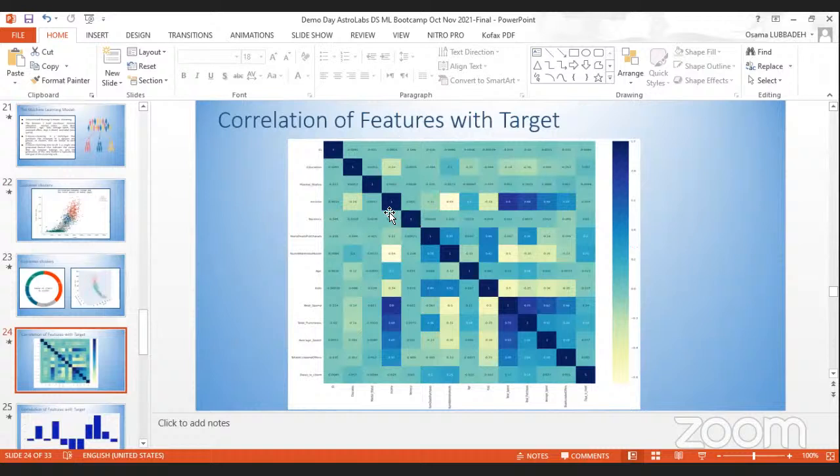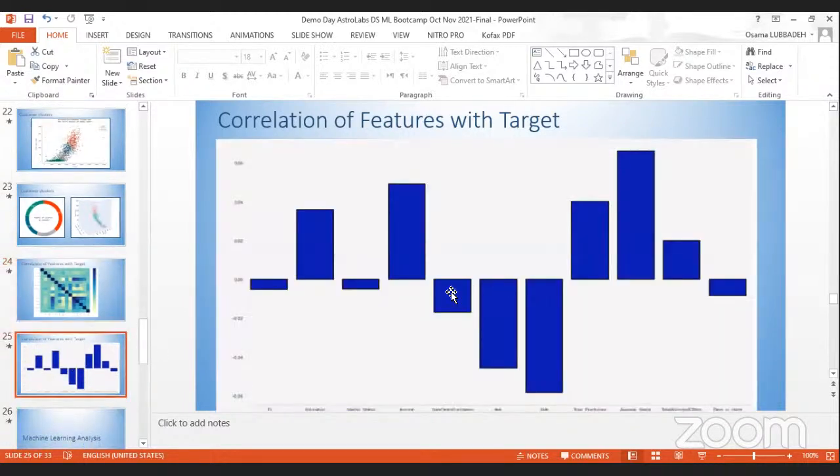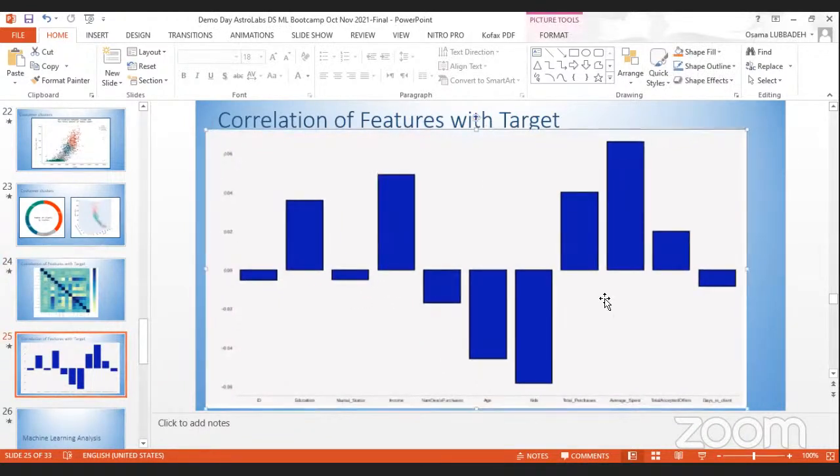matrices that show which characteristics or features are heavily correlated. As you can see here, it's the income with the total spend. Basically, the higher the income, the higher you spend. The same scenario here is just a different approach or different figure. It shows the correlation between the income and the total spend.